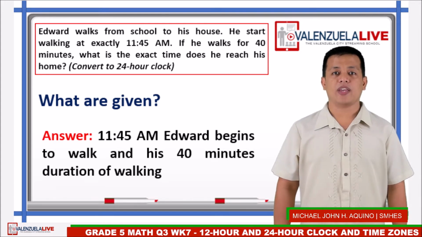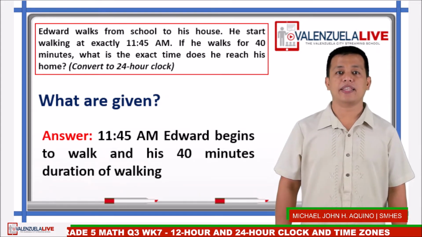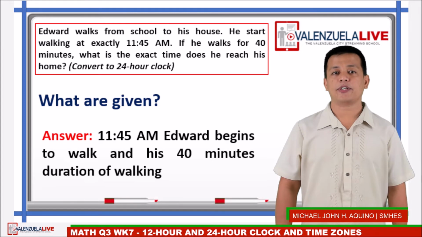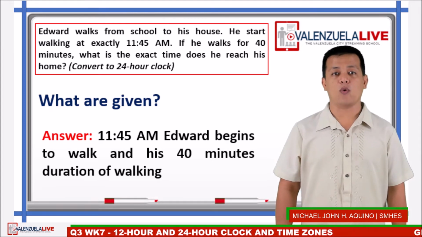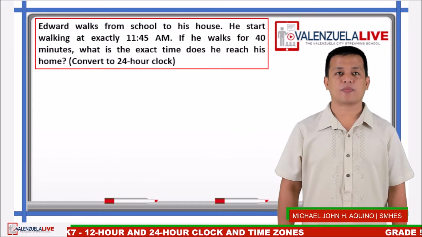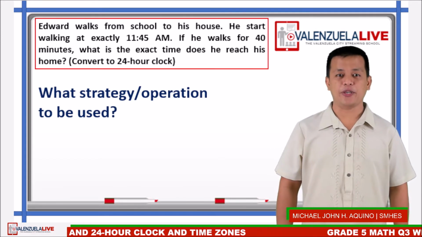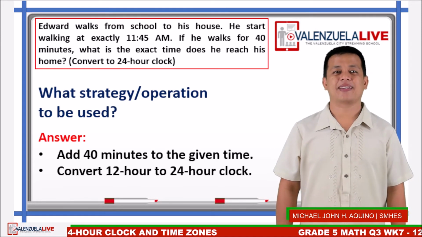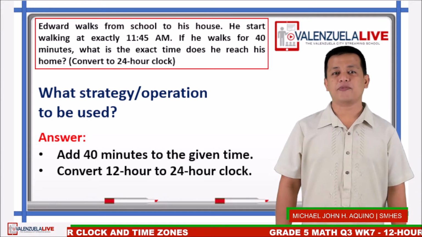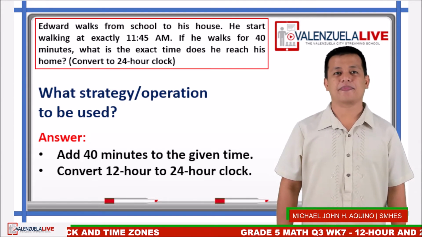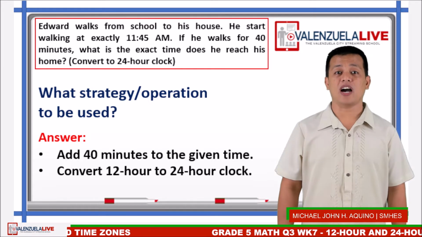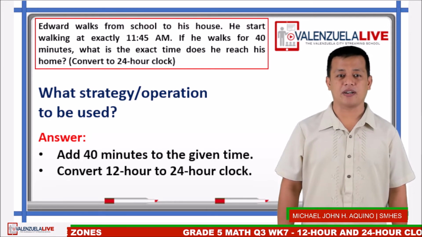11:45 a.m., Edward begins to walk and his duration of walking is 40 minutes. What strategy or operation is to be used? Answer: add 40 minutes to the given time. Then, convert the 12-hour clock to the 24-hour clock.